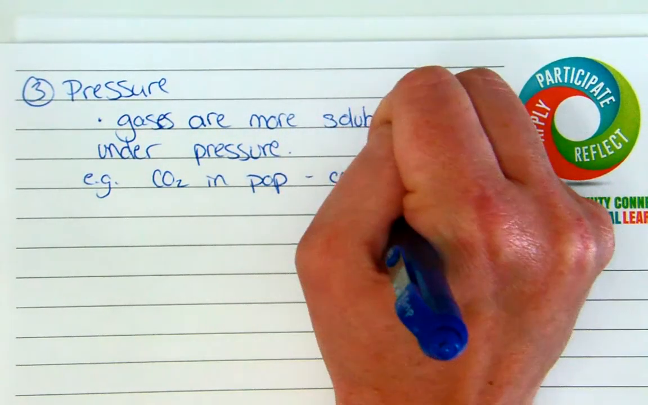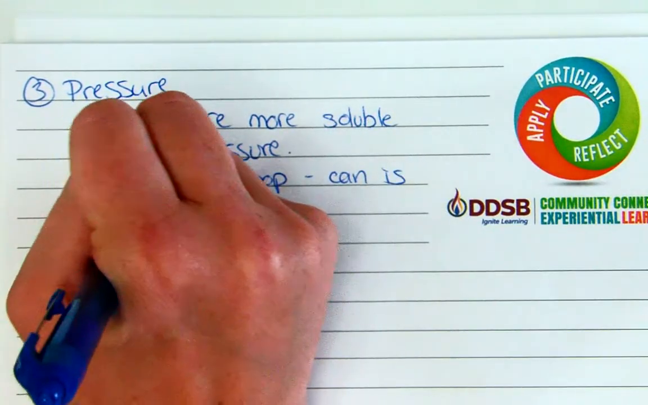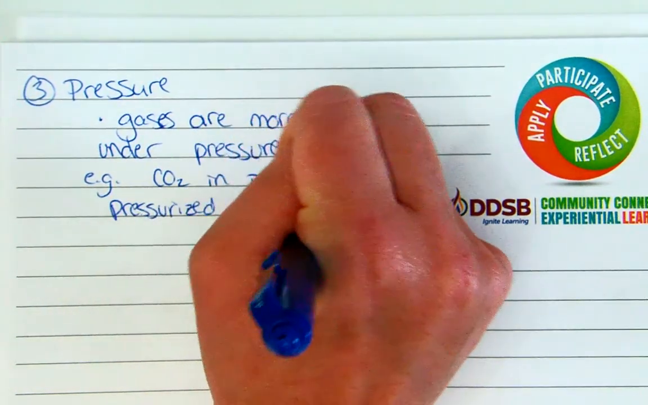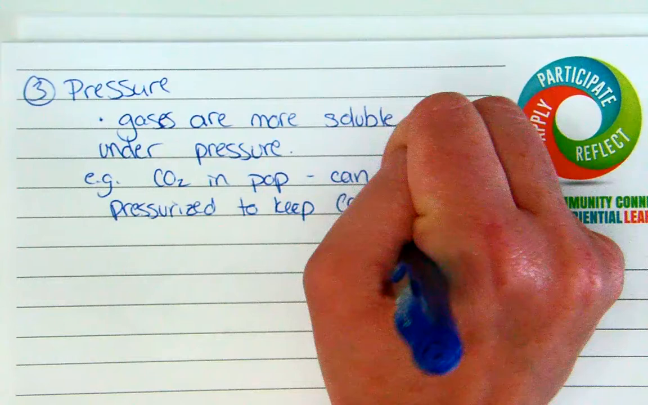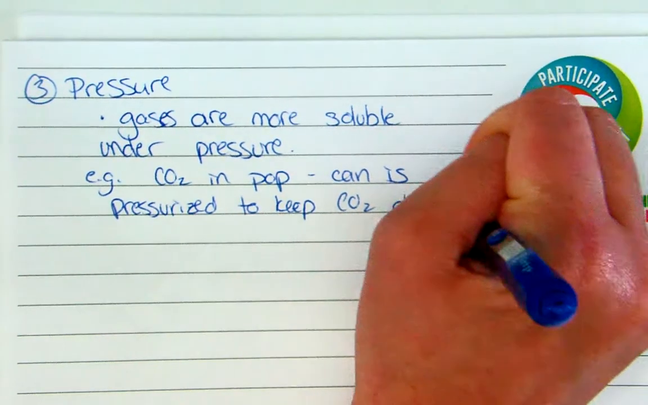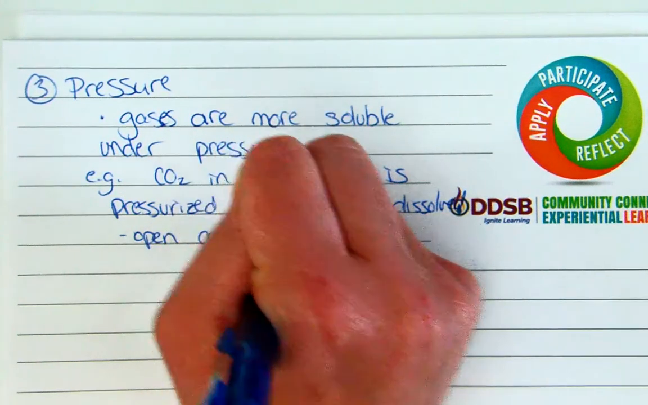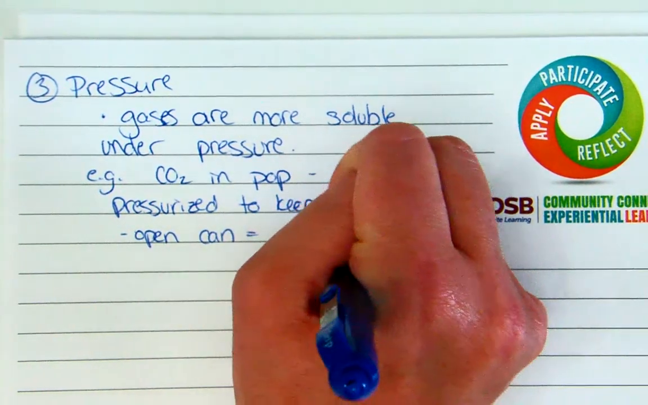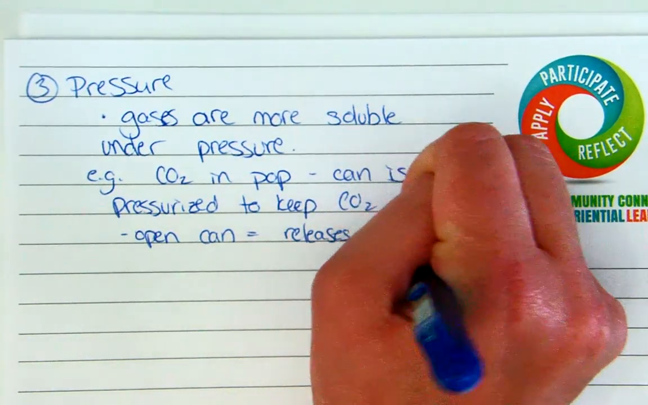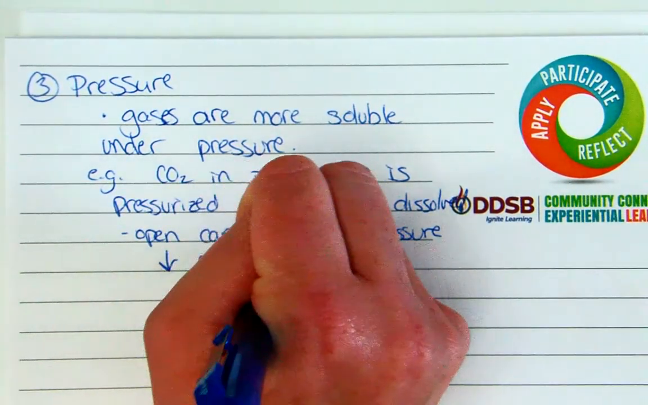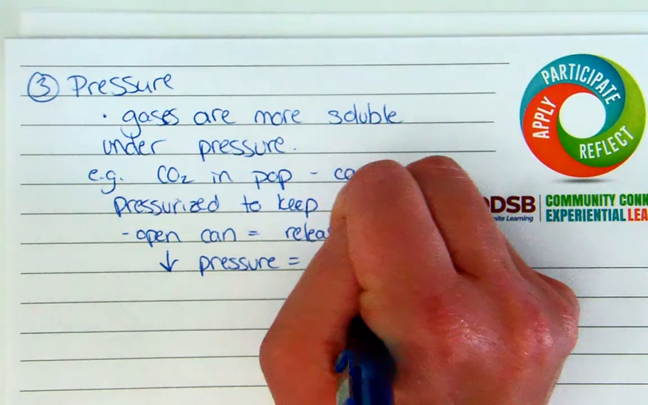The can, when you get it, is pressurized to keep the CO2 dissolved. When you open the can, it releases the pressure, and a decrease in pressure equals a decrease in gas solubility.